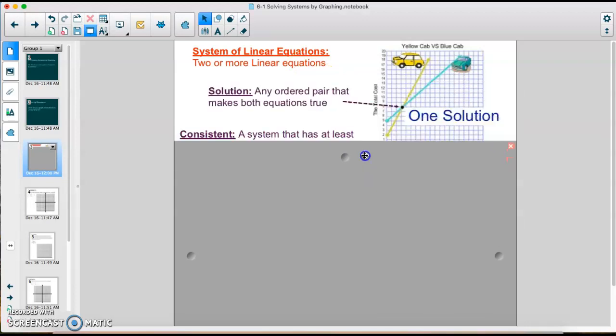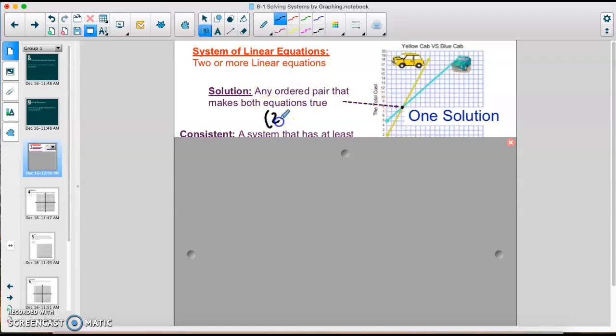So you graph them. For example, these two lines here, they're going to intersect. In this case, they intersect right here. And that's our solution. So in this case, there's only one solution because they intersect at one point. So it's any ordered pair, like a coordinate point, for example, (2, 3). That's an ordered pair, and it makes both equations true. So it's on this line and it's on this line.